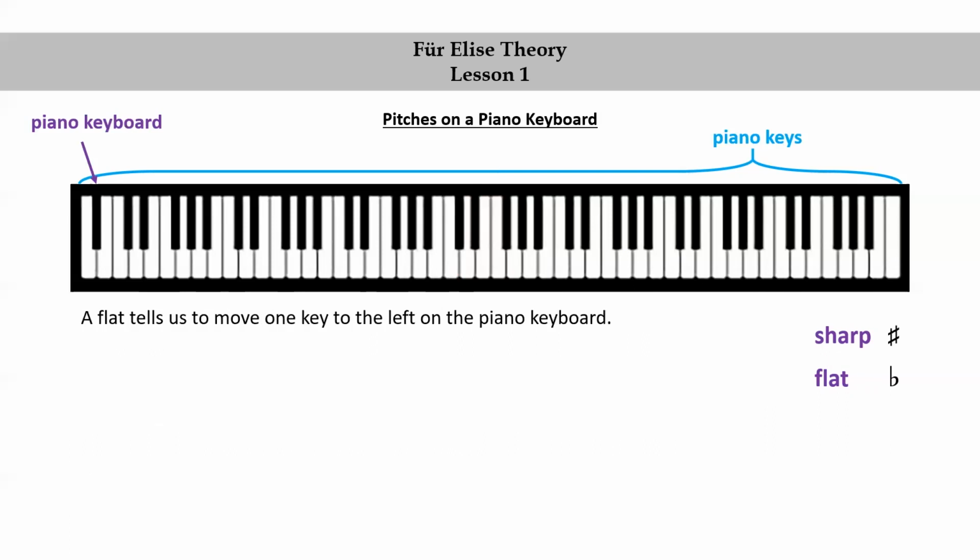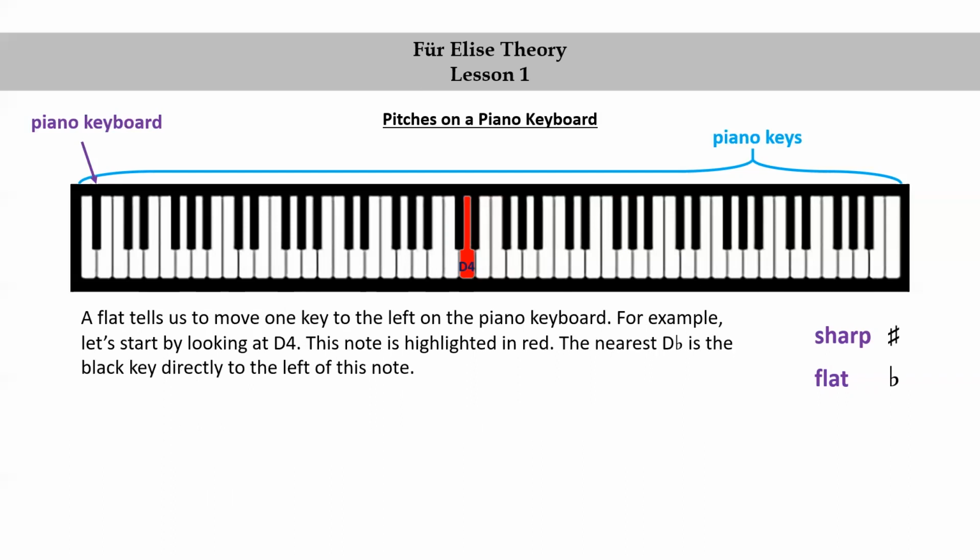A flat tells us to move one key to the left on the piano keyboard. For example, let's start by looking at D4. There it is highlighted in red. The nearest D flat is the black key directly to the left of this note. Okay, there is our D flat highlighted in yellow, and specifically that's D flat 4.